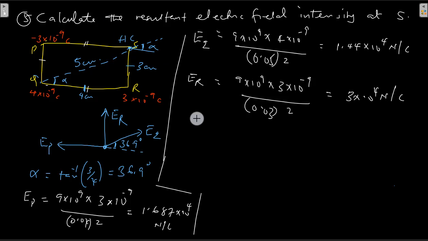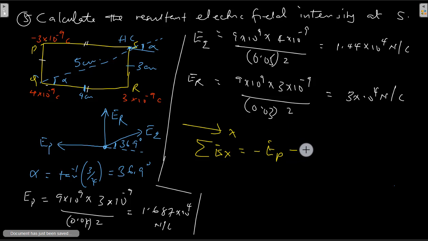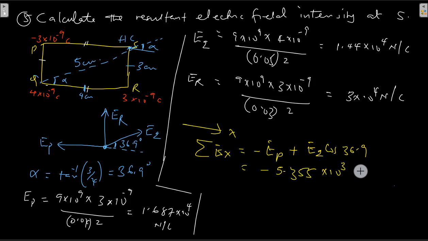So let's find the resultant electric field intensity in the x-axis. That's going to be negative EP, because that's in the negative direction. ER has no horizontal component, plus we have EQ cos 36.9. EQ has vertical and horizontal components. The horizontal component is that. If you put in these values, I'm not going to do that here, but you actually have negative 5.355 times 10 to the 3 newtons per coulomb. The negative shows you that the resultant is pointing in the negative direction.